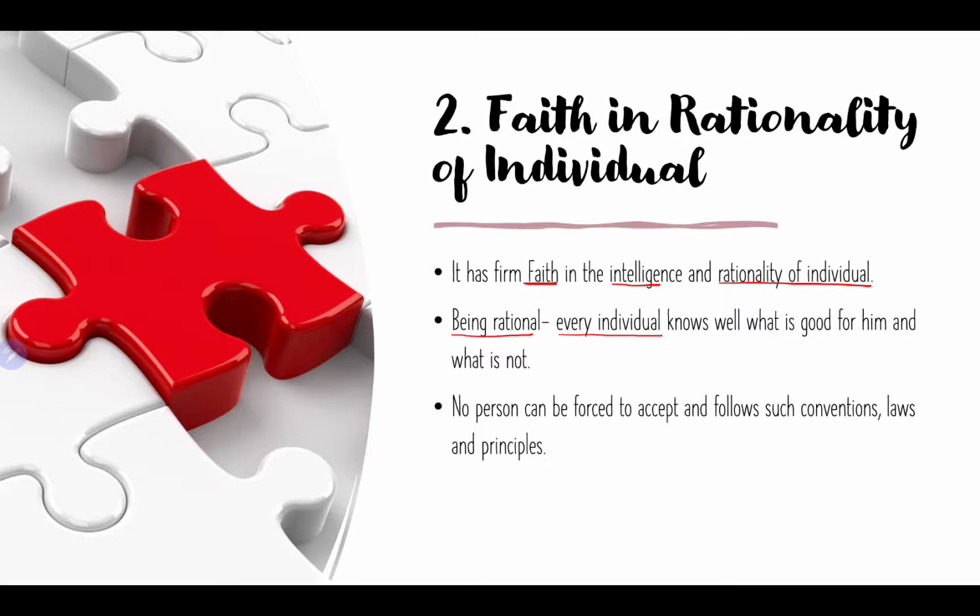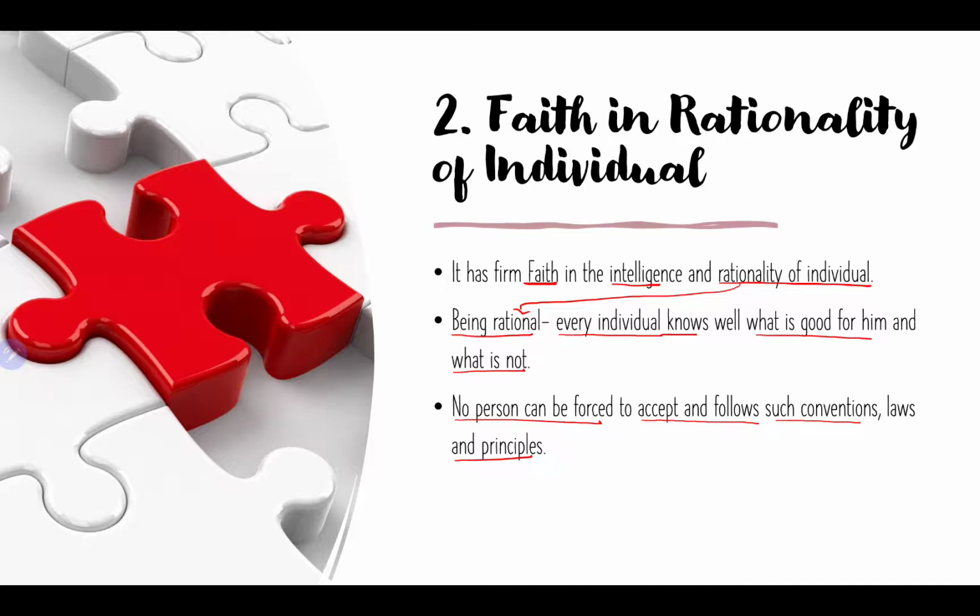Being rational, every individual knows what is good for him and what is not. So what does this rationality mean? Rationality means every person has an ability to distinguish what is right and what is wrong, what is good and bad for him or her. So no person can be forced to accept and follow such conventions, laws and principles. In liberalism, no person is forced to profess any kind of principles. He or she is free, either to opt out or to opt in.